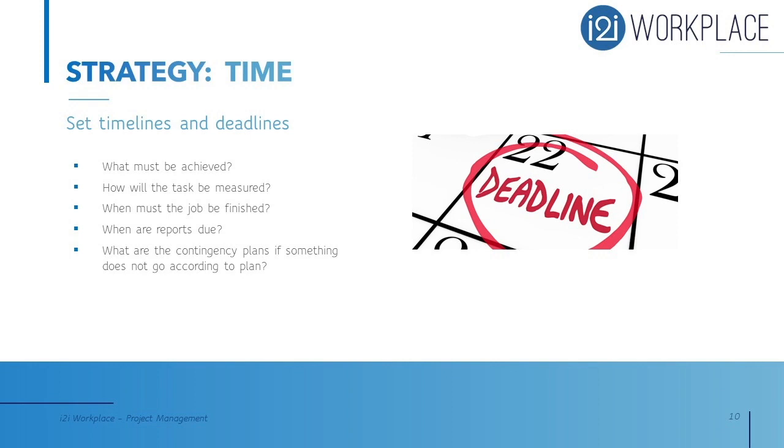To determine timelines and deadlines, ask yourself these questions. What must be achieved? How will the task be measured? When must the job be finished? When are reports due? And what are the contingency plans if something does not go according to plan? Time is a resource that may or may not be fixed.